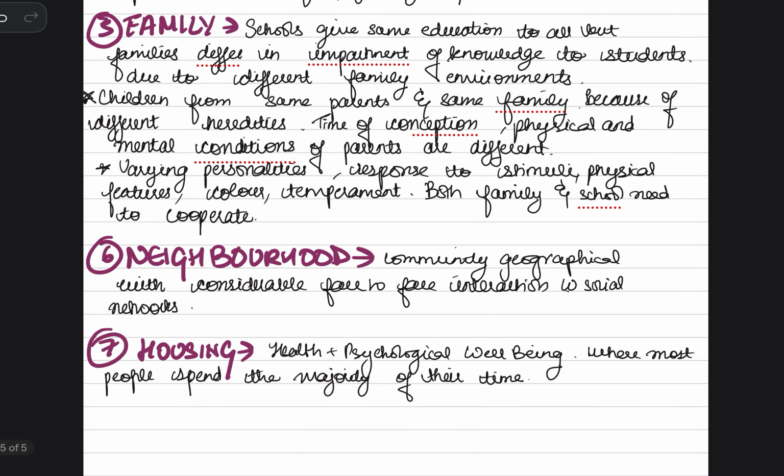Whereas a family can also provide positive reinforcement. There is difference within the family itself. Not all members of the family are the same, because of their genetic makeup, because of their differences in response to stimuli, because of the different psychological and physical state their parents were in when they were conceived. And the neighborhood also, our environment really impacts how we look at the world and how the world shapes us. Then for housing also, it's important to have a very stable, calm environment at home that does not stress us out, so that our growth and development are not hampered.